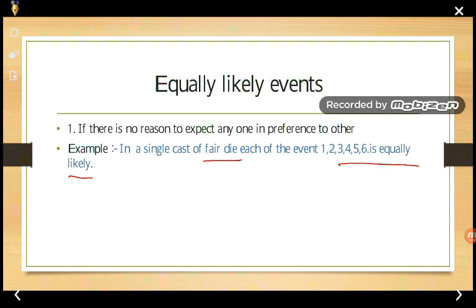इनमें से कोई भी appear हो सकता है. So that type of event is said to be an equally likely event. Events are said to be equally likely if there is no reason to expect any one in preference to the other. कोई भी एक preference to the other इसमें हमें नहीं दिखाते. Each of them, out of 6, each one of them has an equal chance of appearance.